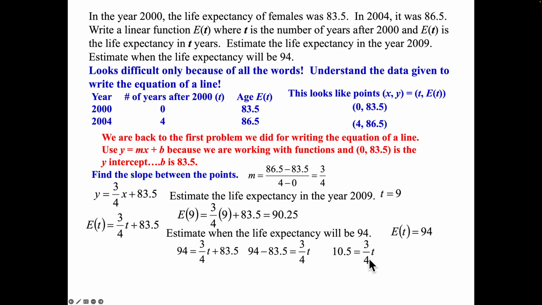Well, technically I don't divide by 3/4. I'm going to multiply by its reciprocal. Somehow my fractions moved here. They need to be bumped up. So 3/4 times 4/3 cancels out. 4/3 times 10.5. T is equal to 14. So T is 14. That would be the year 2014. See, I told you it wasn't going to be that tough.